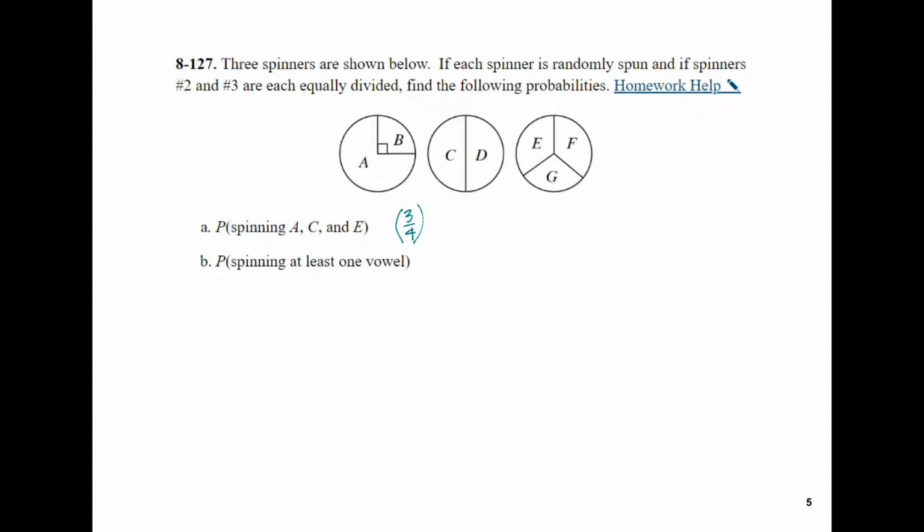The probability of spinning a C is 1/2. The probability of spinning an E is 1/3. When we multiply all of those together, we get 1/8, which is 0.125 chance, or 1/8 probability to spin those numbers. Part B says, what is the probability of spinning at least one vowel?